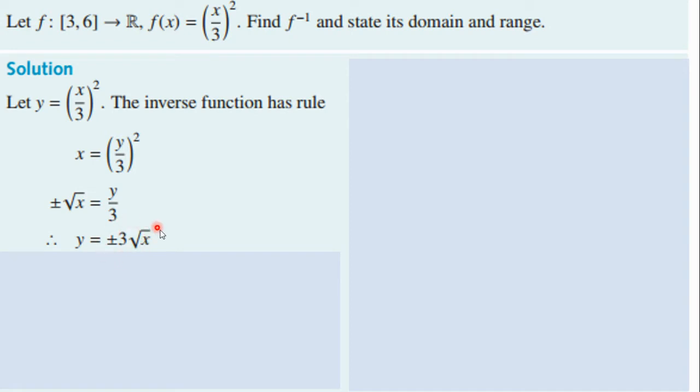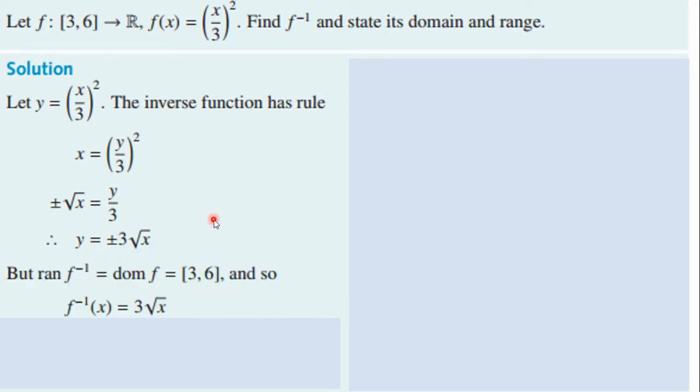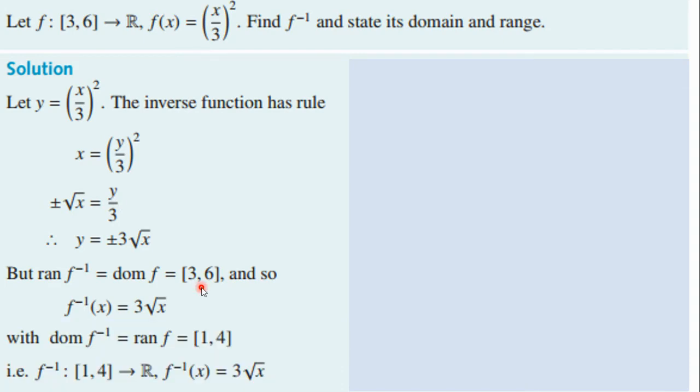Don't forget, when you square root something, you get a plus and a minus. And often when we're drawing a graph, that means it's above the x-axis and below the x-axis. But because the domain of this function goes from 3 to 6, it means that the range will go from 1 to 4.